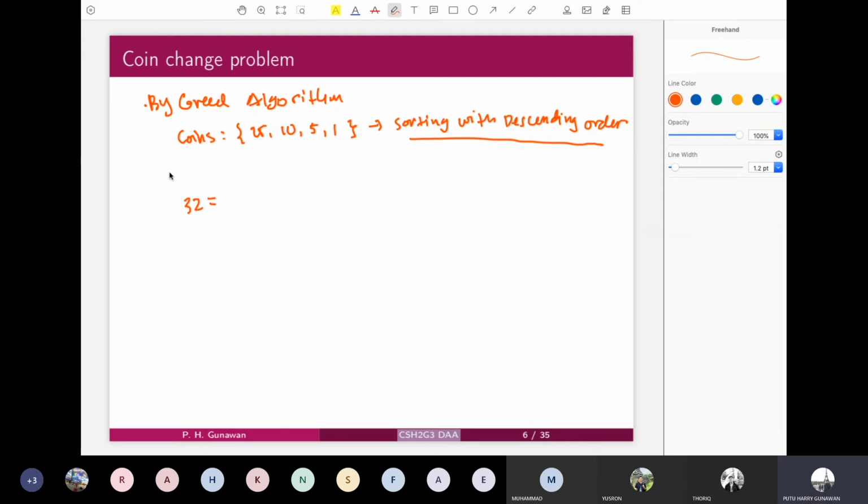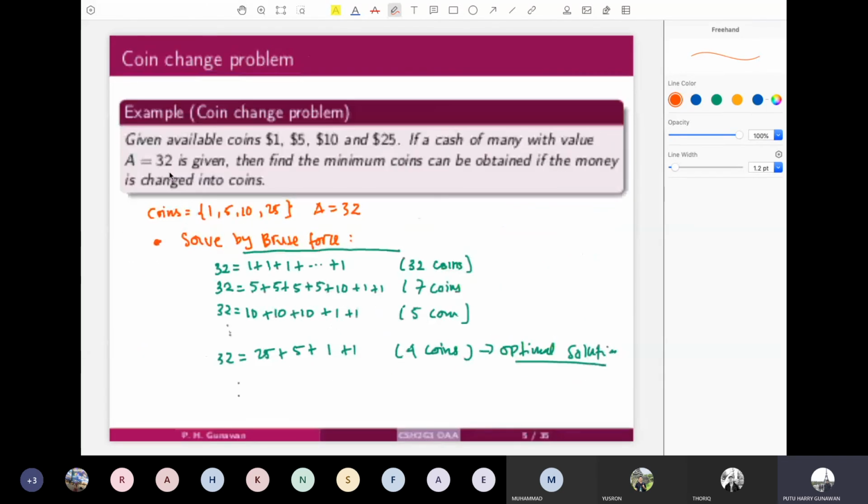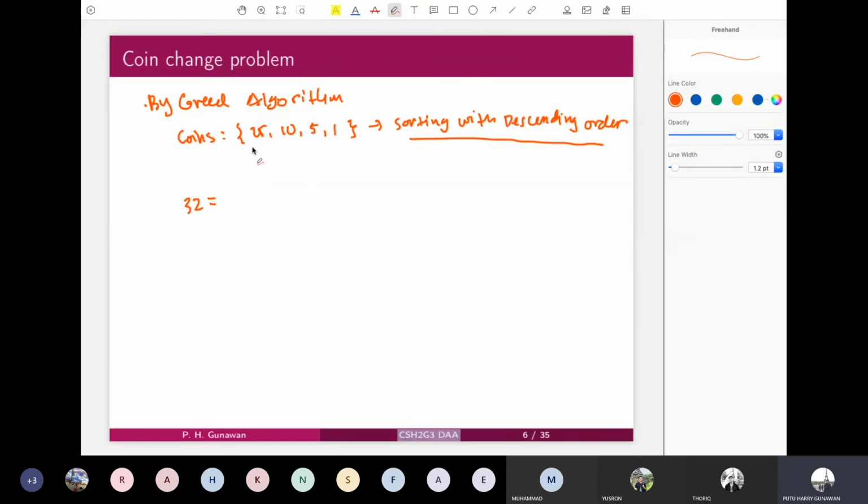So the characteristic is take what you can get now. Of course, first you consider the maximum, which is 25 since it is less than 32. What is the remaining amount that you need? 7, right? You need 7, but the problem is 7 is not in this list, right? 10 is not possible since it is greater than 7, so you should pick 5.